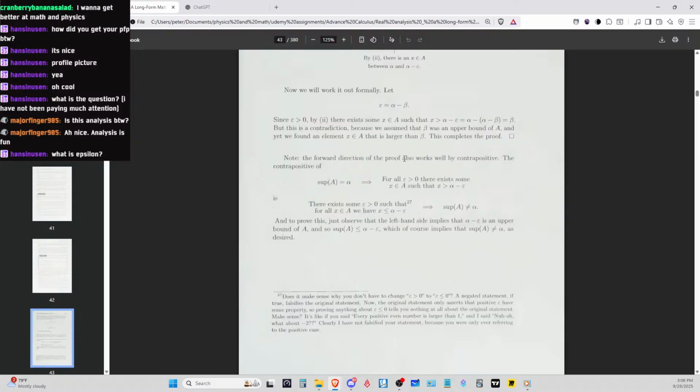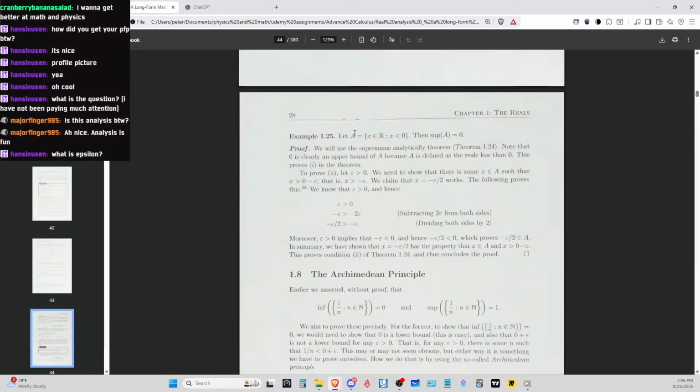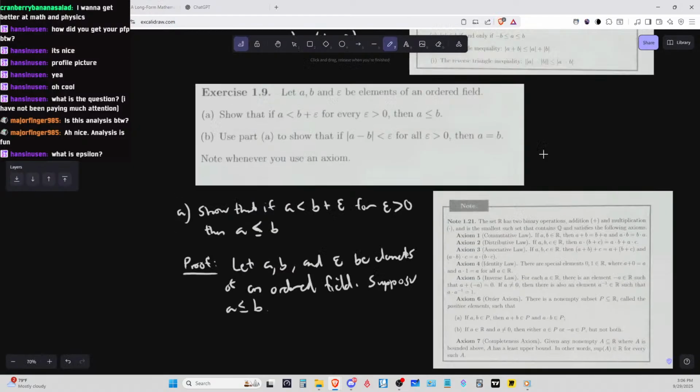The forward direction of the proof also works well by contrapositive. The contrapositive of a, so for all epsilon greater than 0, there exists some epsilon, supremum is not a. Okay, let's see what this is. Supremum of a is 0. Okay.